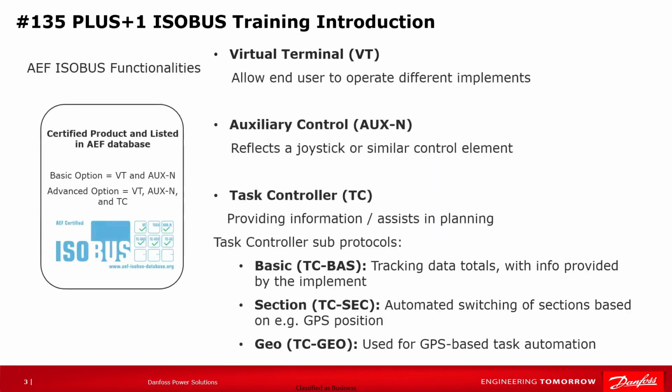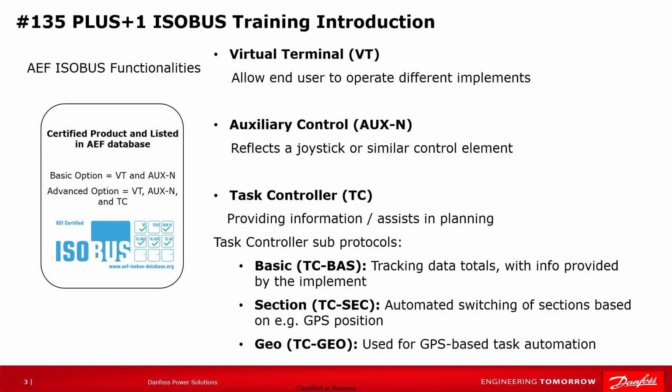For the PLUS+1 Guide ISOBUS communication, we offer two options. ISOBUS Basic option includes the support for Virtual Terminal, short VT, and the Auxiliary Control, short AUXN. ISOBUS Advanced option includes the same support as Basic option, but the Task Controller elements in addition, short TC.